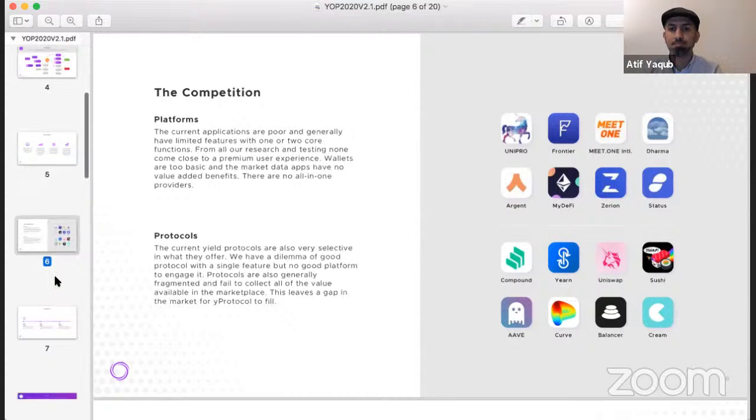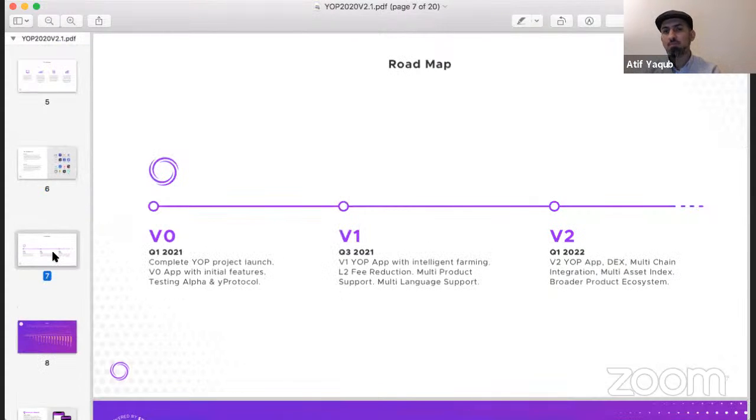Our roadmap is split into the first version being the more simple version to get the users in, build our space, build our community base within the crypto space, and then slowly grow from that and add the more advanced feature sets as time goes on and as our users become comfortable with the application.